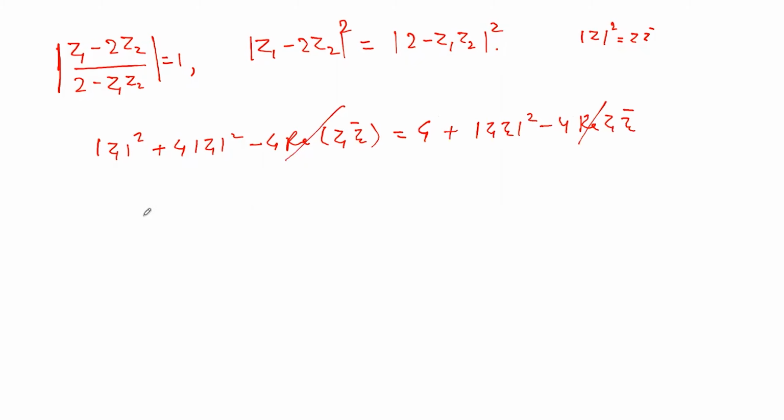And now this is ready for factorization, right? With factorization, we can see that, or we can write mod z1 square minus 4 plus, in this case, right, 4 mod z1 square minus mod z1 square plus mod z2 square. This is z2, right?